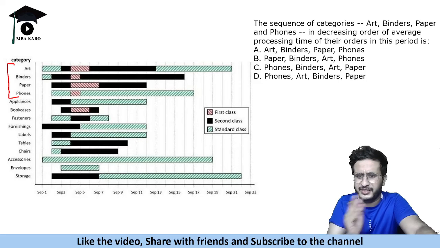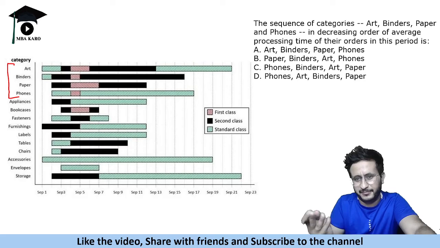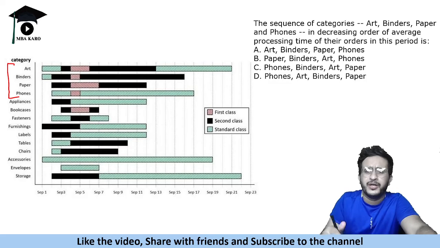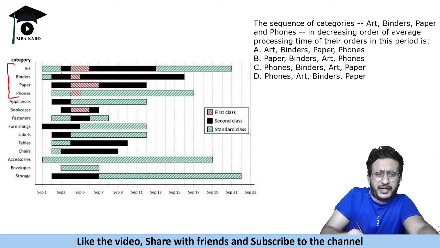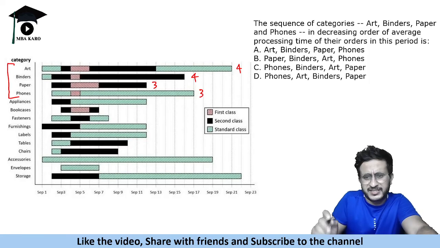I told you that I did the set in 4 minutes, right? That's how I solve problems, and I expect others to solve problems so that they can solve them in the minimum possible time and gain maximum score. So we know that art and binder, there are four shipments, right? Art and binder, four shipments, and paper and phones, there are three shipments each.